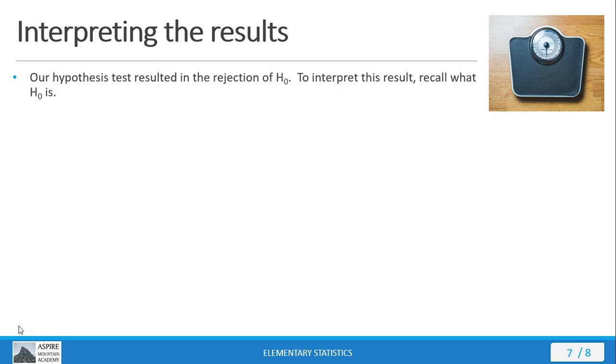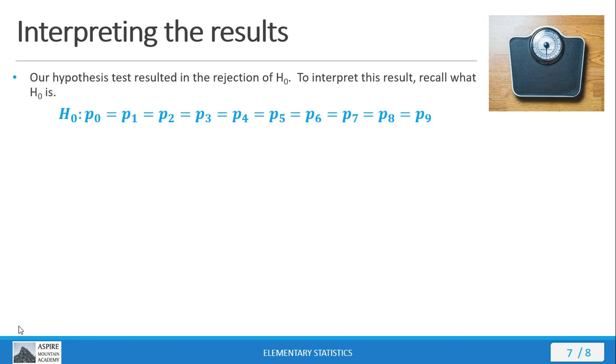To interpret the result, we're going to recall what our null hypothesis is. We rejected the null hypothesis. What did the null hypothesis say? The null hypothesis said everything was the same. We rejected that. So what does that mean? That means the statement is false. And what makes this statement false? One of these proportions is obviously not the same as the others.